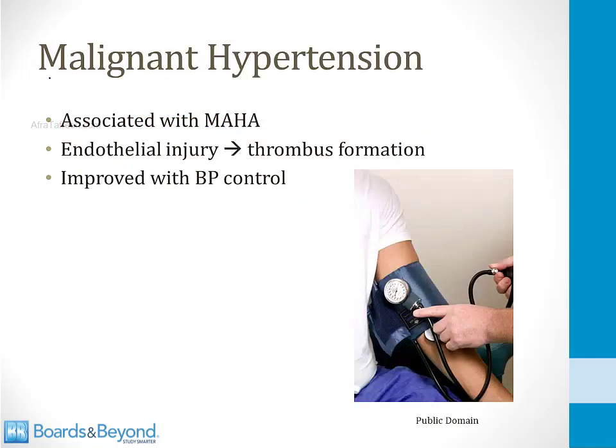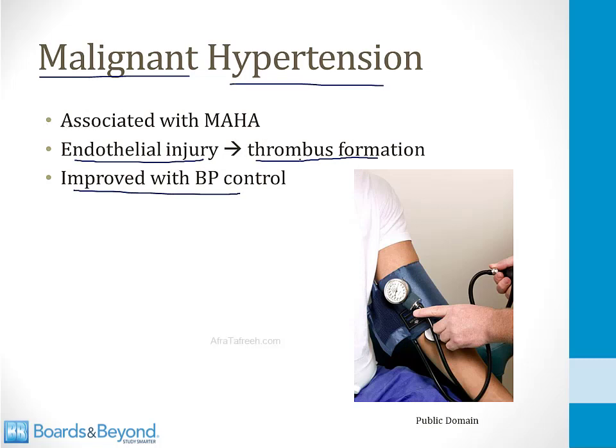You can see microangiopathic hemolytic anemia in malignant hypertension. This is because the very, very high blood pressure causes endothelial damage, which leads to the formation of thrombus. This will get better with blood pressure control, but watch for the hypertension as a potential cause of hemolytic anemia in a patient who presents with out-of-control blood pressures.